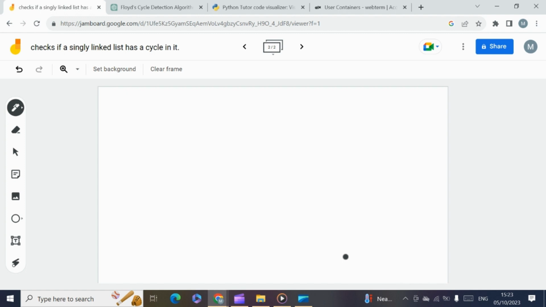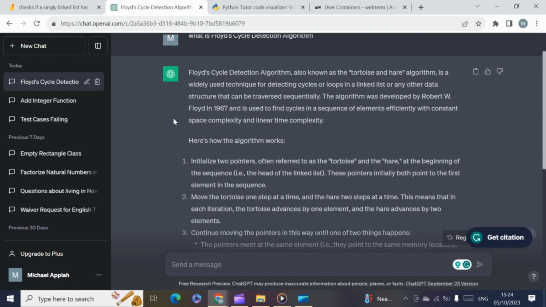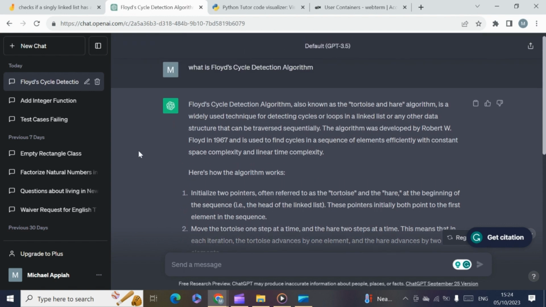Hi guys, welcome. Today I want us to look at a possible interview question as a developer, and the question is, we are to check if a singly linked list has a cycle in it. Before we go ahead with this problem, let's look at the algorithm by Floyd. So, what is Floyd's cycle detection algorithm? Let's try to understand this before we go into the main problem.